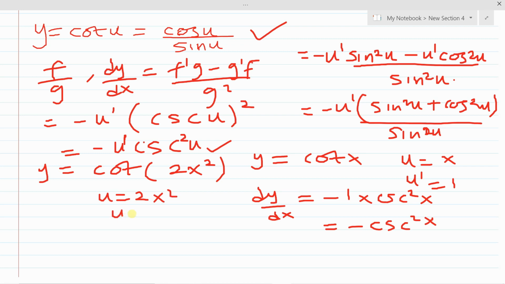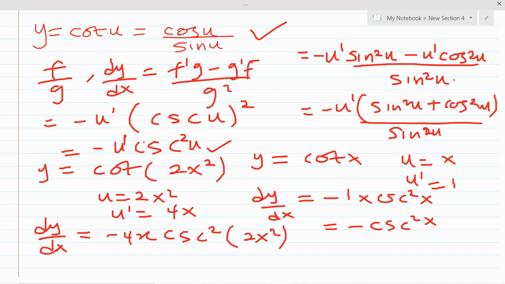So it means my u prime will be equal to what? 4x. Therefore dy/dx will be equal to negative u prime, which is minus 4x, times cosec squared of u, which is 2x squared. Okay, I hope this is okay. Alright, so this is how you differentiate your trigonometric functions.